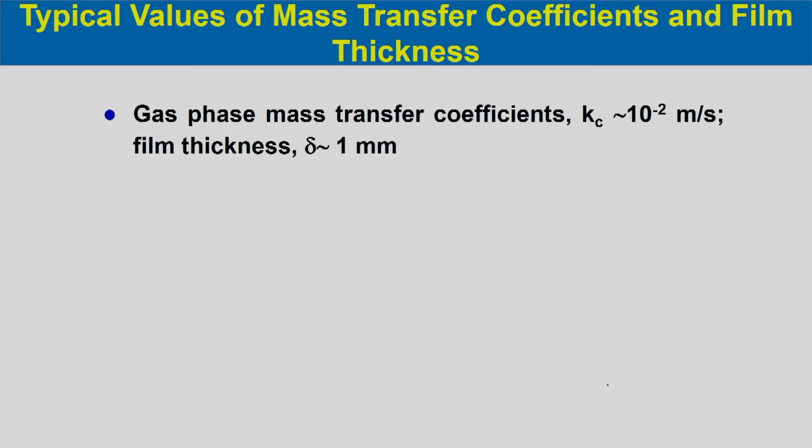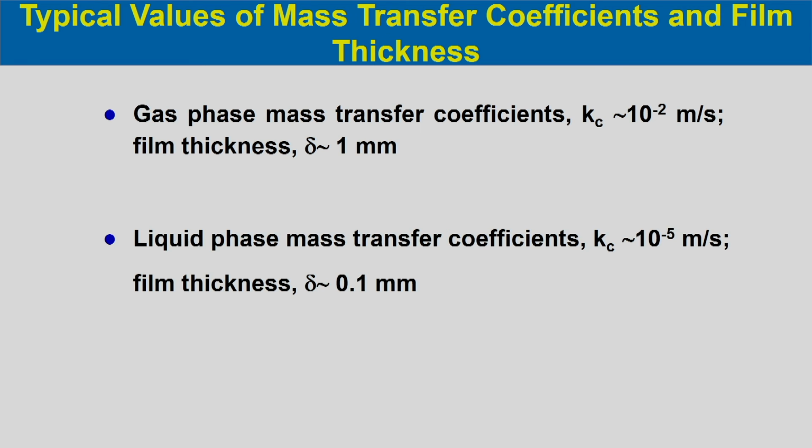Now, typical values for the mass transfer coefficient and the film thickness. For the gas phase mass transfer coefficient, Kc is around 10 to the power minus 2 meter per second, and the film thickness delta is 1 millimeter. In case of the liquid phase mass transfer coefficient, Kl is equal to 10 to the power minus 5 meter per second, and the film thickness delta would be about 0.1 millimeter.